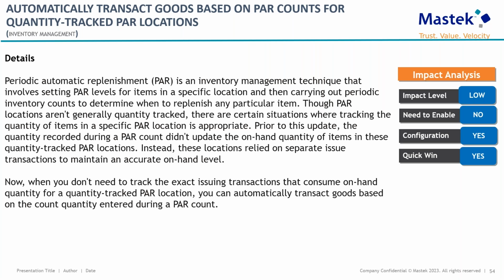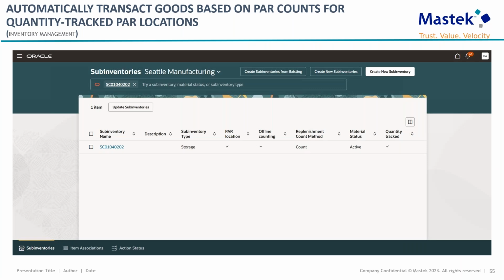Now, when certain conditions are met, like using quantity tracked sub-inventories and quantity planned items, you can skip the manual transactions and have inventory levels updated automatically during par count. This streamlines the replenishment process to a significant level. Okay, this is how the page looks like.